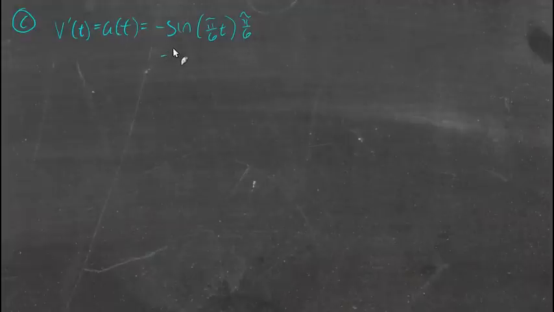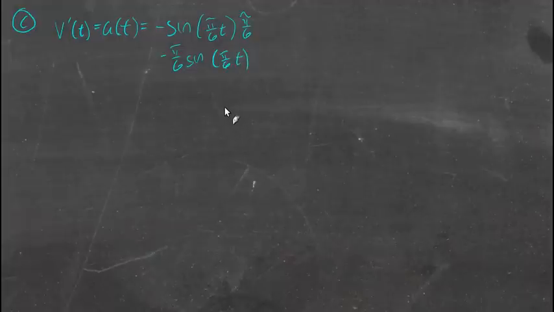Part C. Find the acceleration of the particle at time t. Okay, well, velocity, take the derivative, you get acceleration, right? So take the derivative of velocity, that's the acceleration. So what's that going to be? That's going to be negative sine of pi over 6 t. And then the chain rule says we need to multiply by the derivative of this function, which would be pi over 6. So we could do negative pi over 6 sine of pi over 6 t.